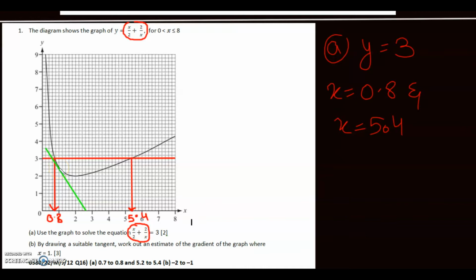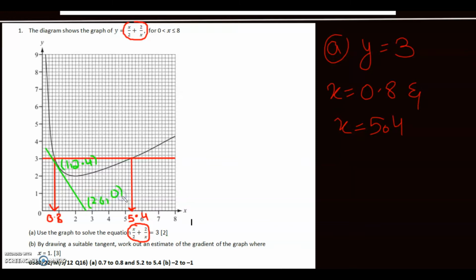Now I need two points on the graph. One will be where the tangent is touching the graph: 1, comma, when x is 1, what is the value of y? I'll read the corresponding value of y here, which is roughly 2.4. Again, my answer will not be very exact because I haven't drawn a proper tangent using a scale. So one is this point, and let's choose the other point. Let's say this is 2.6, comma 0.